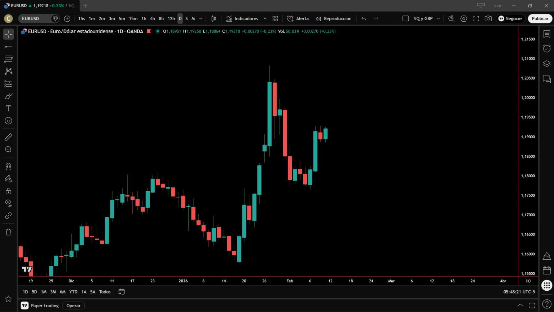We start our analysis on the EUR daily chart. As you can see, the chart is completely clean, without any indicators. Today, February 11, 2026, our goal is to identify the key liquidity zones where institutional money moves. To achieve this, we will apply the accumulation, manipulation, and distribution model. Stick around until the end, because this model will reveal the exact price direction on lower timeframes.